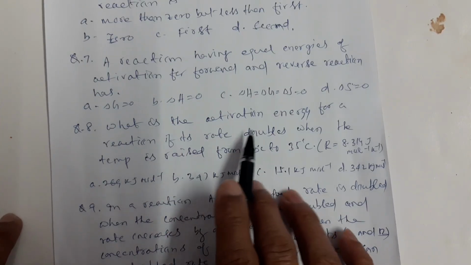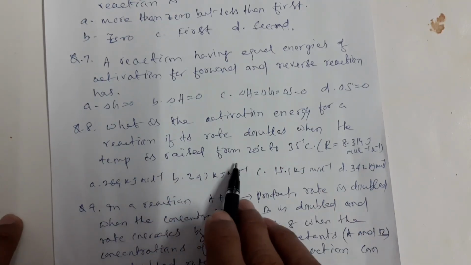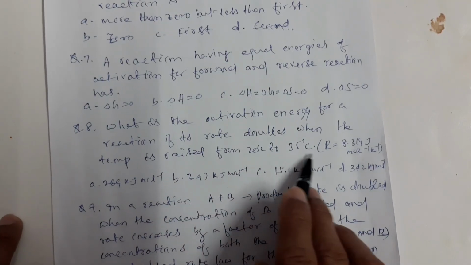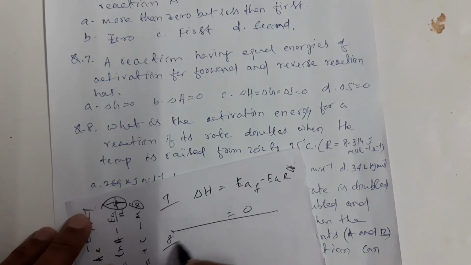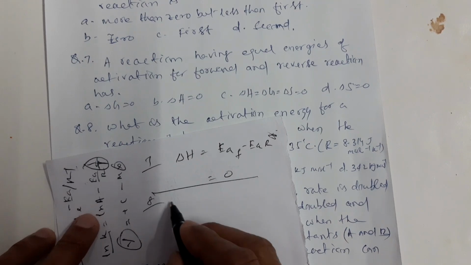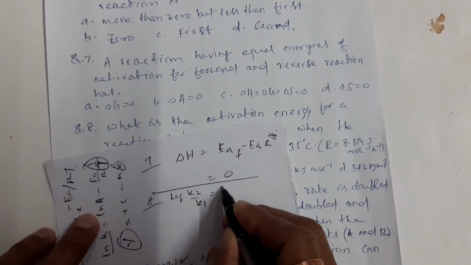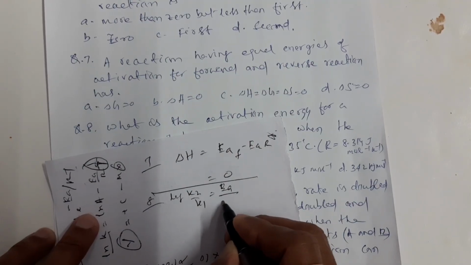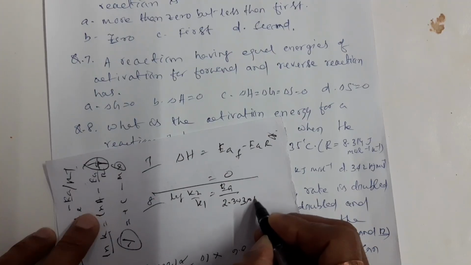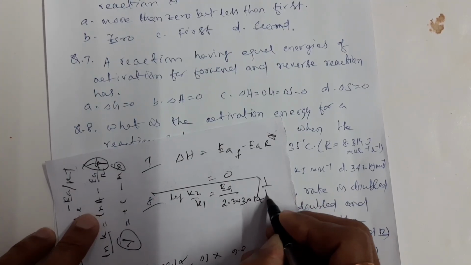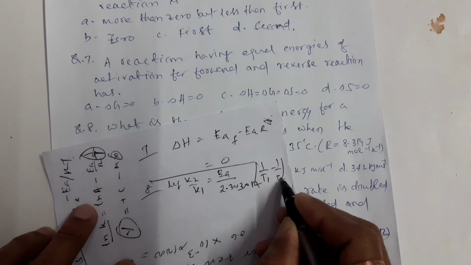Next, what is the activation energy for a reaction if its rate doubled when the temperature is raised from 20 degrees to 35 degrees centigrade? So we'll do question number 8. You take log K2 by K1, this is the formula, equal to Ea, the activation energy, by 2.303 R times 1 by T1 minus 1 by T2. This is the formula.